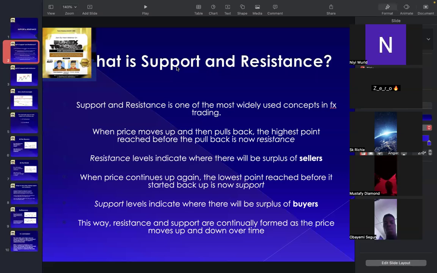Don't forget, the market moves in two kinds of way, either up or down. So when the market moves up, the highest point reached before the pullback is called resistance. And the same thing goes for support too. When price continues up again, the lowest point reached before it started back up is now support. I'm going to show you the example so you can see it clearly.